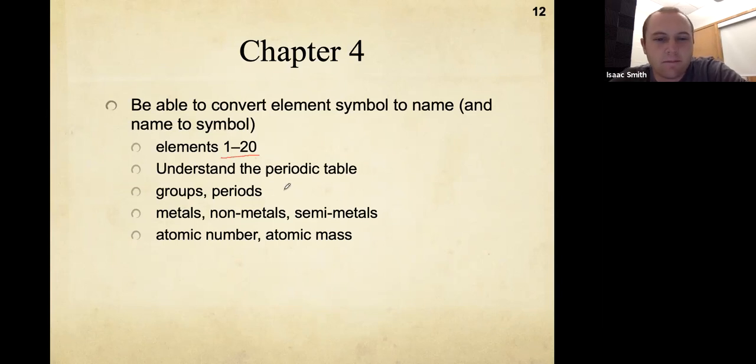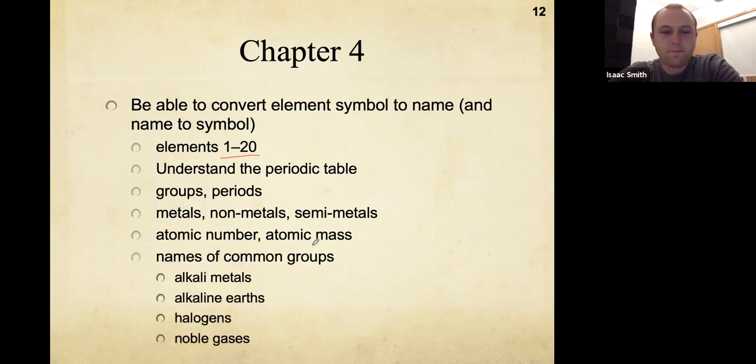Understand the periodic table. So understand groups and what's a group, what's a period, right? Where are the metals, where are the non-metals, where are the semi-metals. Sometimes these are called metalloids. Atomic number is the number of protons. Atomic mass would be the protons plus neutrons, right? And then names of these common groups. There's really 4 to know. You have the alkali metals, alkaline earth metals. Those are the first 2 columns. Then the last 2 columns are halogens and noble gases. Right?